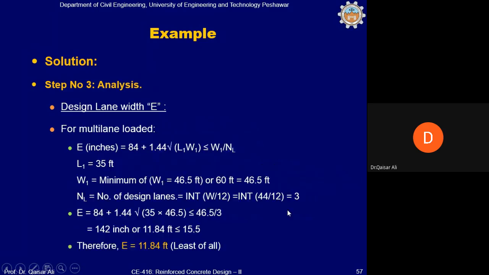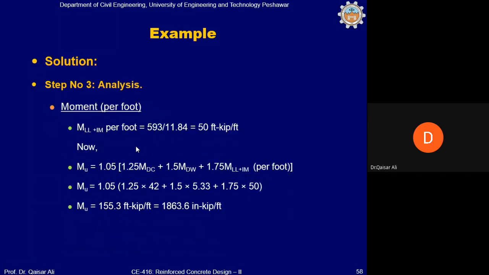For multi-lane loaded, repeating the same exercise, we get E equal to 142 inch, which is 11.84 feet. As was discussed in the previous slide, the least of these two E will be taken in our calculation. The least is 11.84 feet, which is coming from the multi-lane loaded equation of E. So now we will divide our bending moment by this E. The bending moment, which is 593, will be divided by 11.84. So this gives us a bending moment of 50 foot kip per foot.